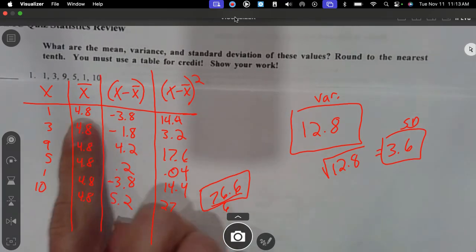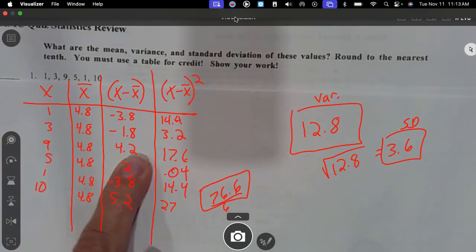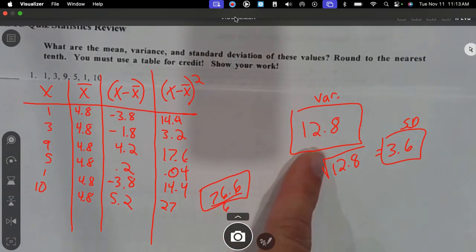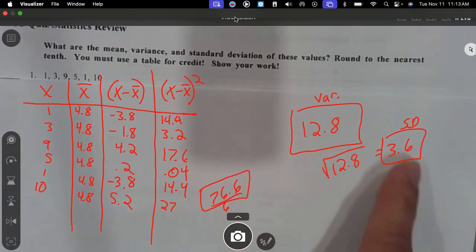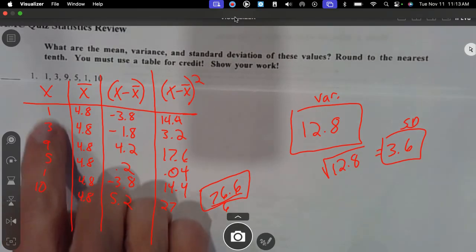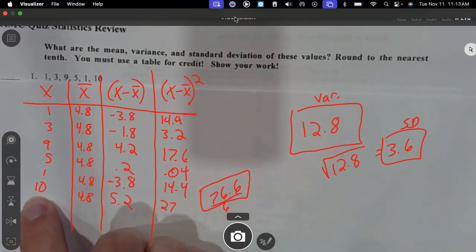You take your x values, find the mean, subtract it from each, square them, and average them. When you average them, that's your variance. You square root it for your standard deviation. How do you get the x with the line over it? That means it's their average. I added up these 6 numbers and divided by 6.